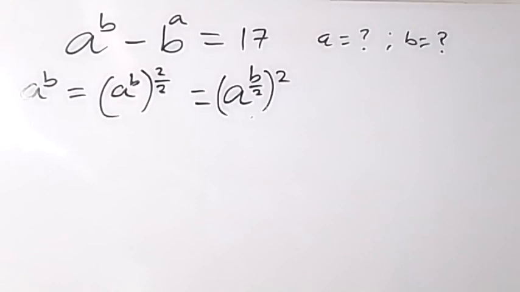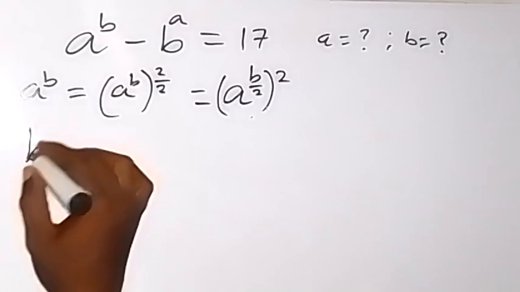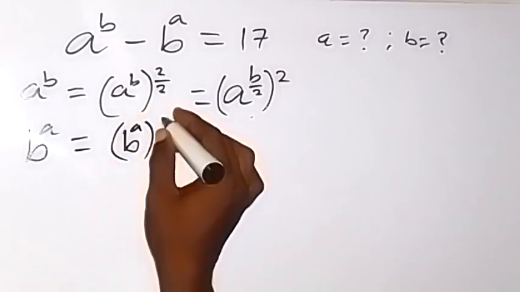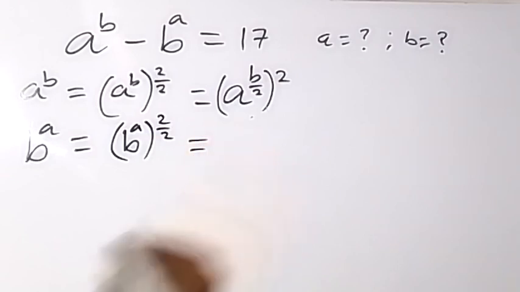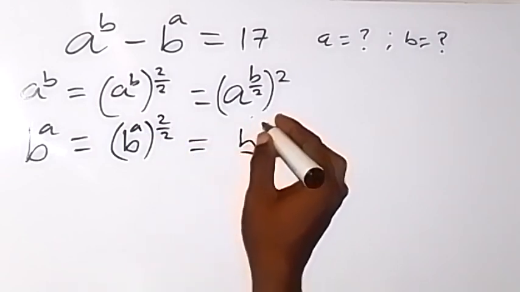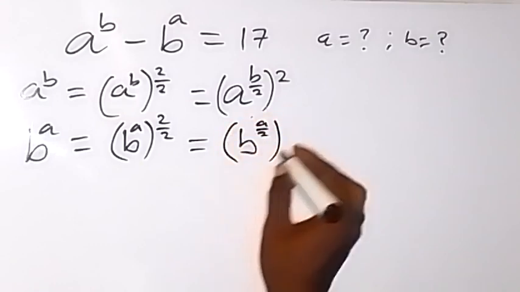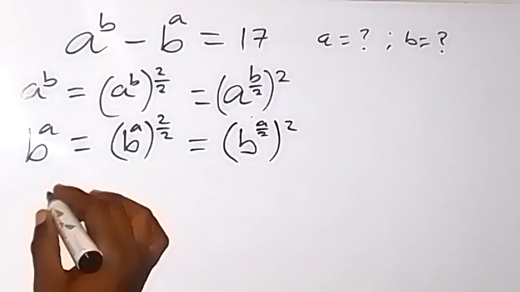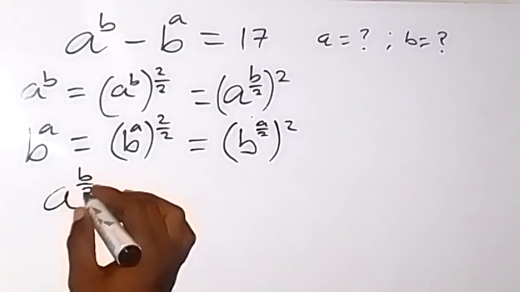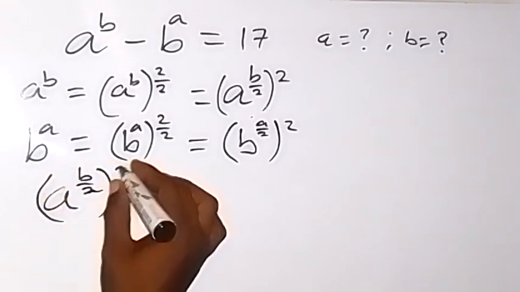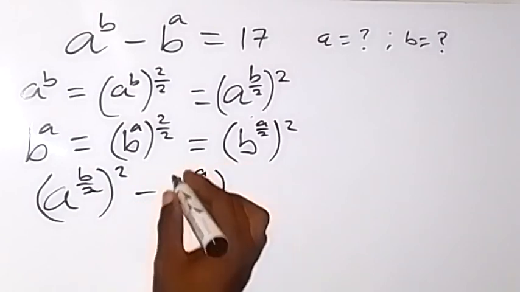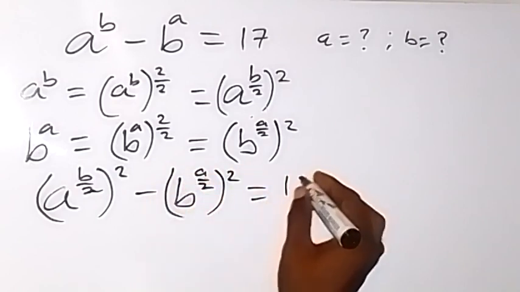Similarly, we can write b raised to power a in that format. b raised to power a will now be equal to b raised to power a all raised to power 2 over 2, which can be written again as b raised to power a over 2, then all raised to power 2. So therefore, the equation we have can now become a raised to power b over 2, all raised to power 2, then minus b raised to power a over 2, then all raised to power 2, which gives us 17.